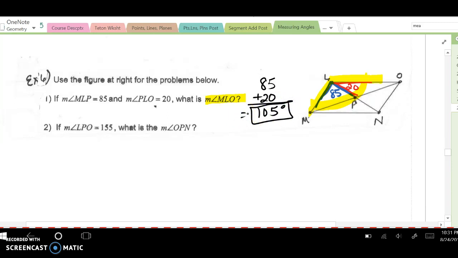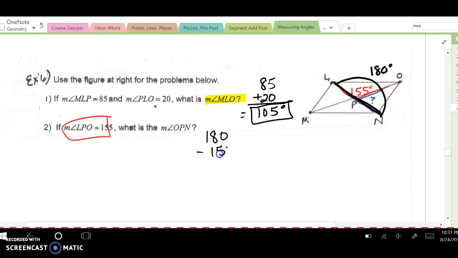Okay, let's look at one more. Okay, this time same drawing, new numbers. LPO, L to the P to the O is 155 degrees. And the question is, what is O to the P to the N? Well, I know that these form a line together, and I know that all lines make 180 degrees. So 180 minus 155 would be 25 degrees.